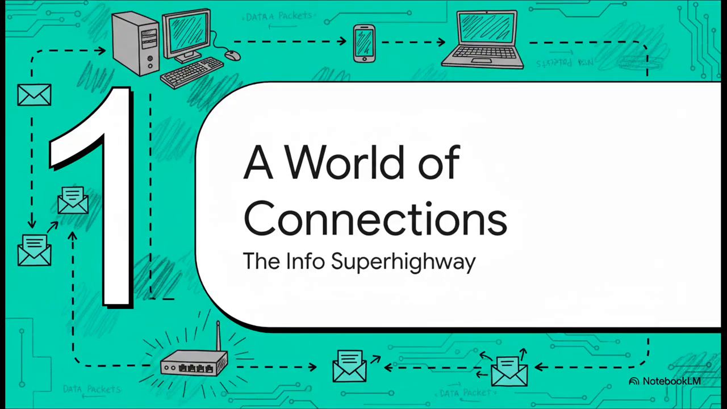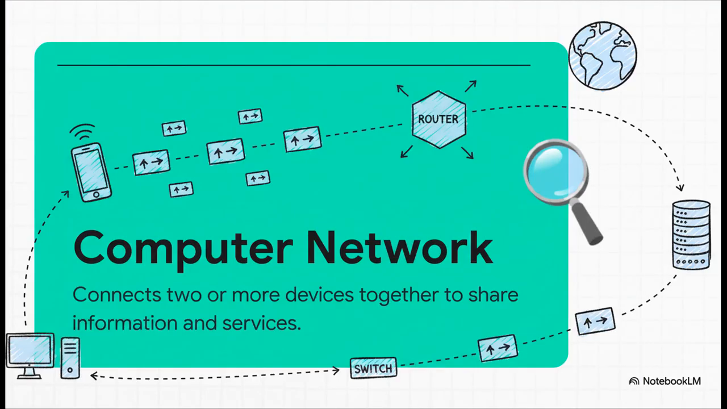Okay, so first things first. Before our data can go anywhere, we've got to understand the roads it's going to travel on, and that all starts with the basic idea of a network. At its simplest, a network is just a connection. You need at least two devices hooked up so they can share stuff. That could be two computers in your office or a billion devices all across the planet.